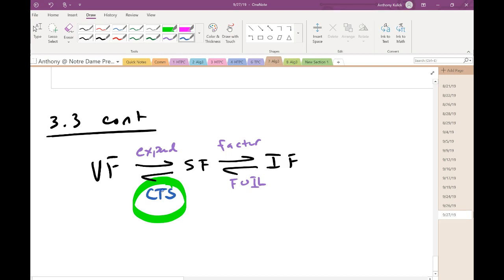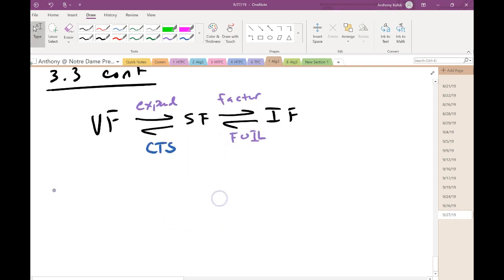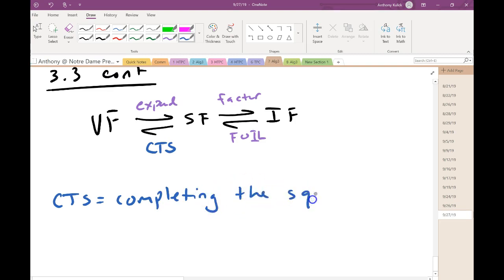I'm going to write the letters CTS in that location. CTS is an abbreviation that stands for completing the square. That's a bit of a mouthful, and we use it enough that I'm just going to abbreviate that as CTS. Everybody okay there? Okay.